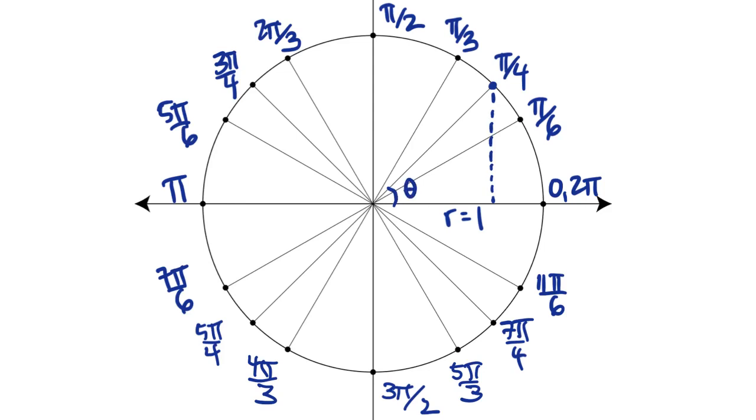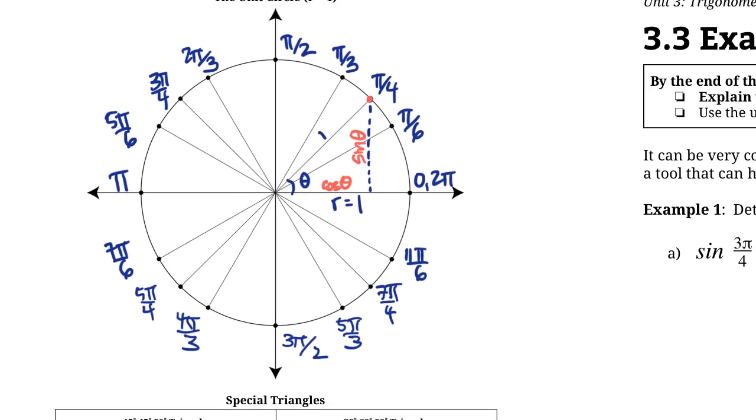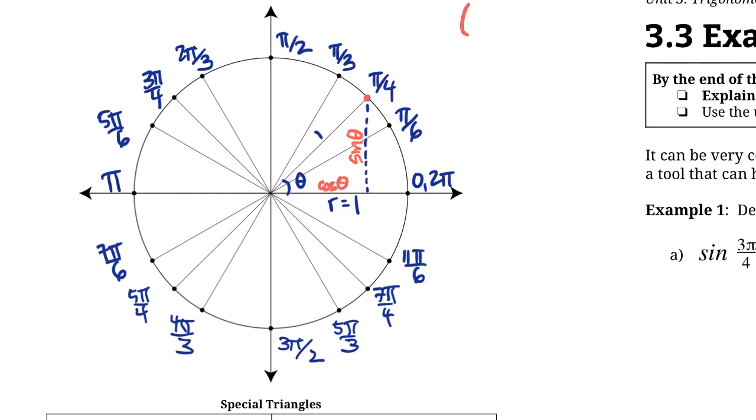This angle here, we know our radius is 1. This is always 1. And if you do the math, that means our adjacent side here is always going to equal the cosine of theta. And this side here, the opposite side, is always going to equal the sine of theta. So the coordinate of any point on this unit circle is always going to be cos theta as the x coordinate, and sine theta as the y coordinate.